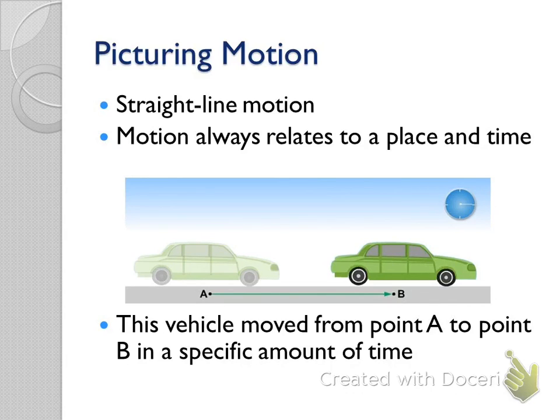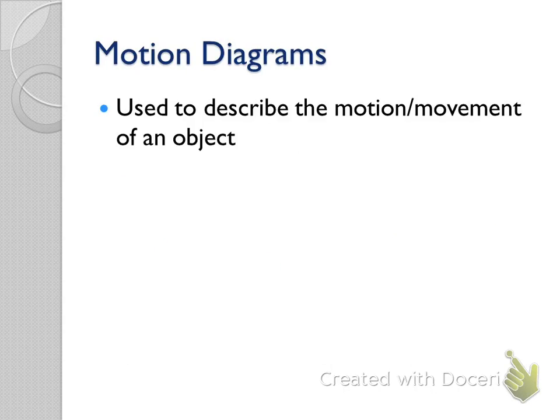Okay, so that's considered a motion diagram right there. It's just showing that this vehicle moved from point A to point B. It took a specific amount of time. So when we talk about motion diagrams, there's a lot of different ways to draw motion diagrams. We are going to just speak pretty generally about motion diagrams in that they are a way for us to describe motion of an object or movement. Motion diagrams give us a pictorial view or a mental image of what's happening in motion.